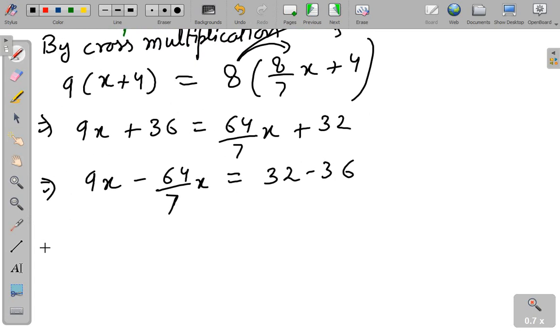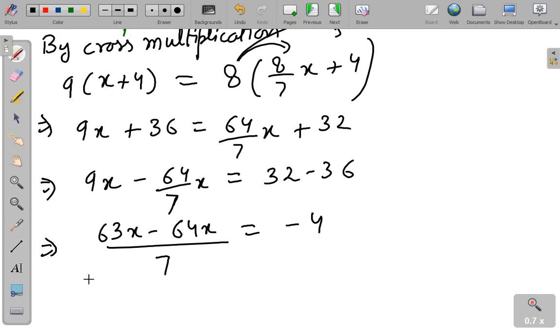On solving it further, taking the LCM on the LHS, this is 7. 7 nines are 63x minus 64x is equal to 32 minus 36, which is minus 4. On further simplifying, it will be minus x upon 7: 63x minus 64x. How much is 63 minus 64? It is minus 1, and x as it is, so it is minus x upon 7 is equal to minus 4.